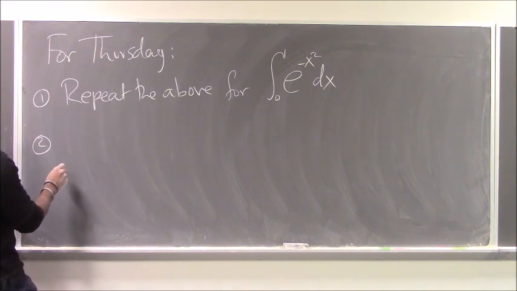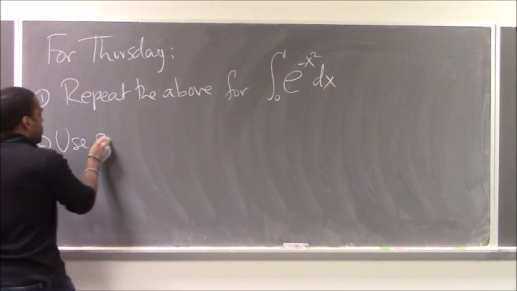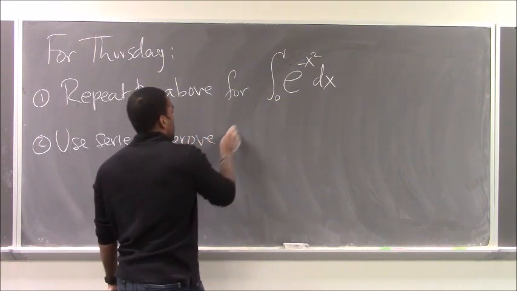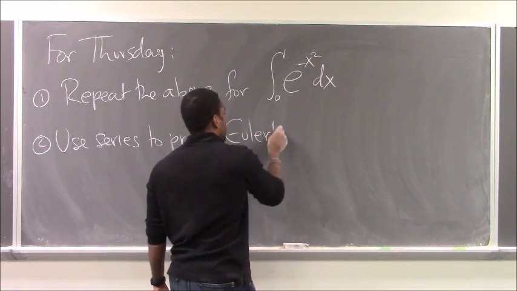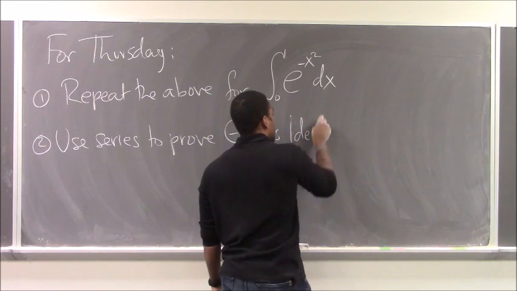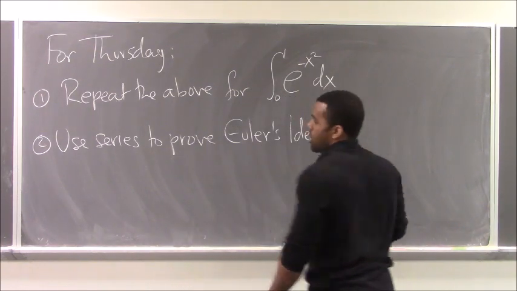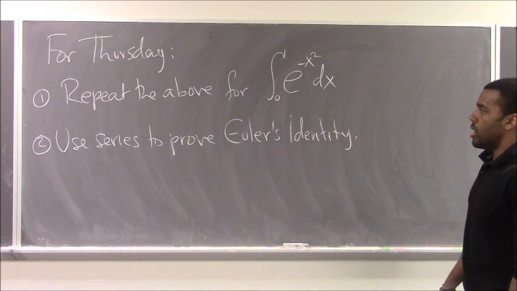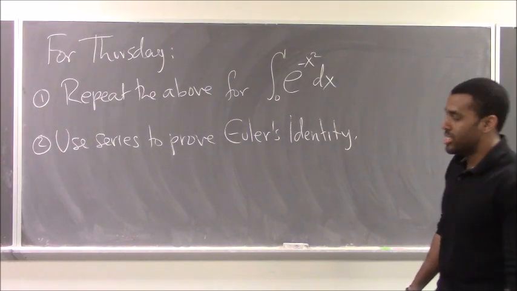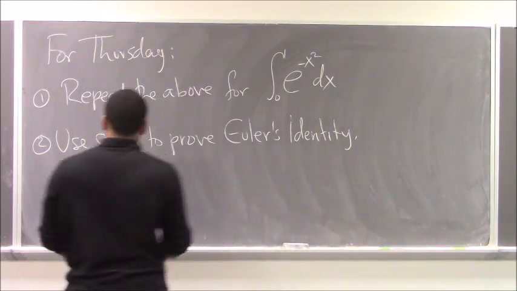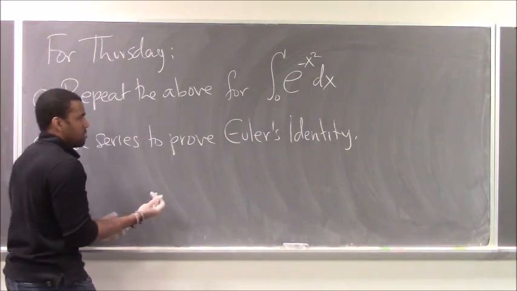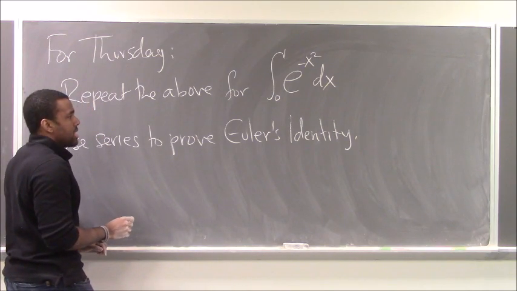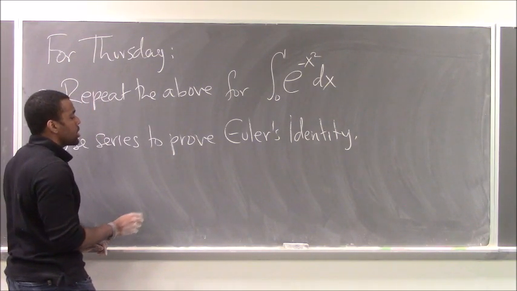2. Use series to prove Euler's identity. It's going to be really cool if you actually get this to work out. Of course, there are multitudes of websites that you can look up that actually show this, but it'll be really nice if you actually do it yourself, and it's not super difficult. It has a little bit of algebra to it. So Euler's identity is the following equation.